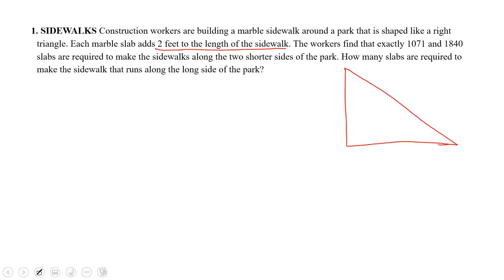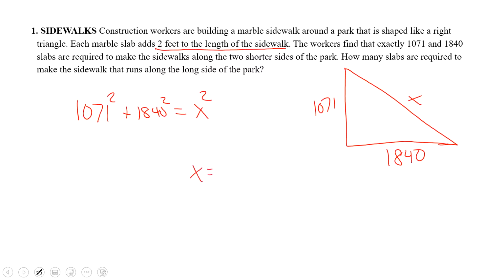They tell me that one side, let's just call it, is 1,071 slabs. The other side is 1,840 slabs. I'm trying to figure out how many slabs I need for the long side of the park. So again, unfortunately, 1,071 squared plus 1,840 squared equals x squared. I'm going to save you the trouble. You can work through that to double check my math. I'm just going to tell you right away. X equals 2,129.